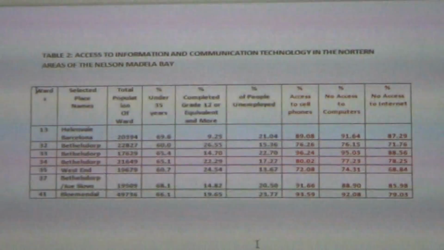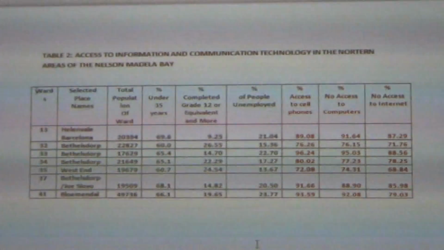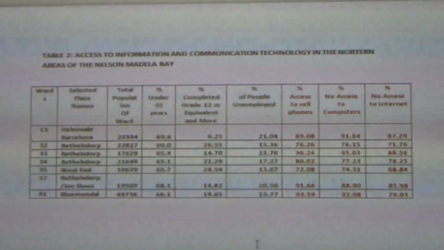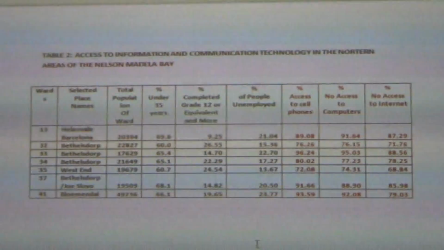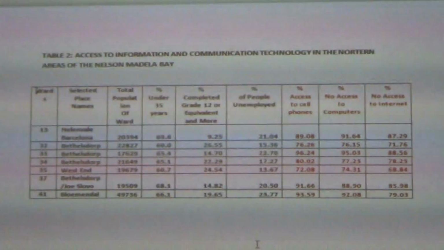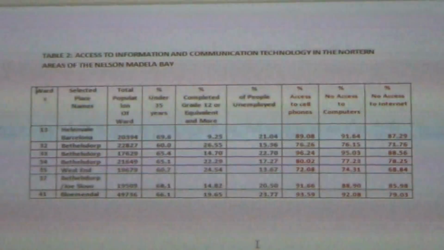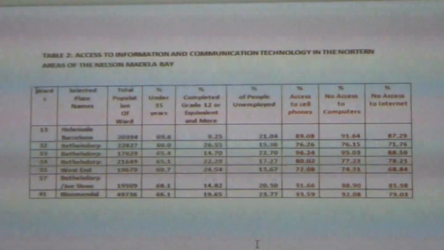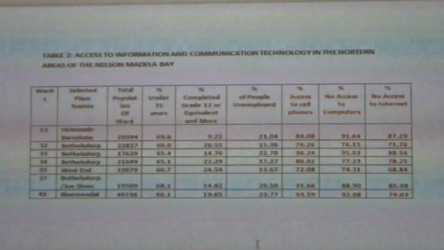Major exclusion. So it's one thing to have a phone, and you can still have access to the internet. Let's ask that question. So the next question is access to internet. The figure is the same. Up in the 80s, high 80% of people don't have access to internet.